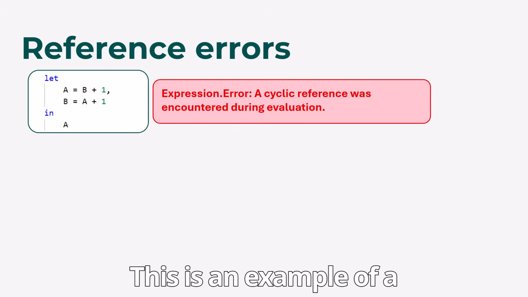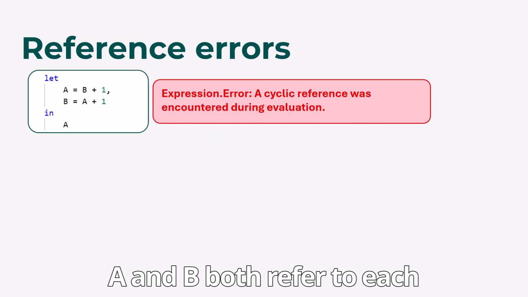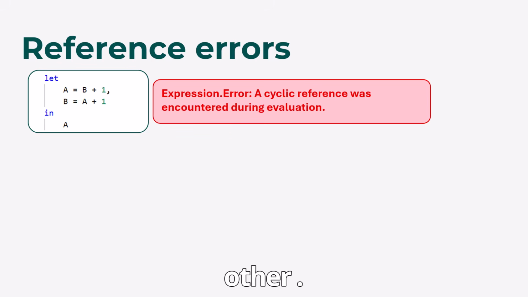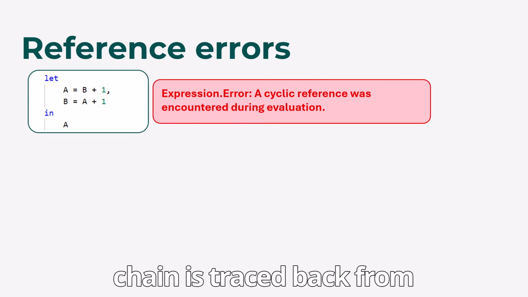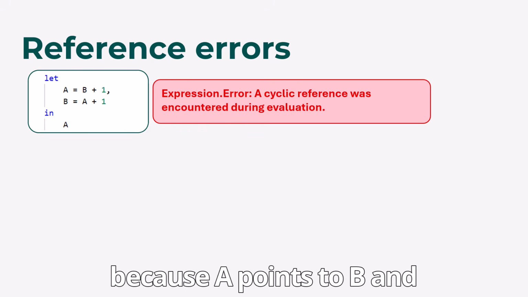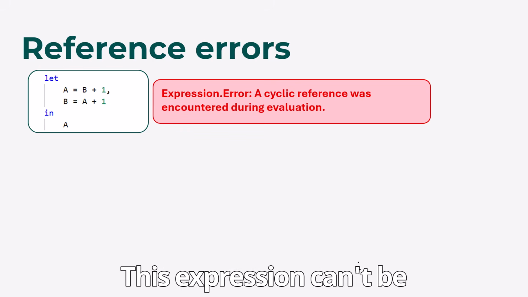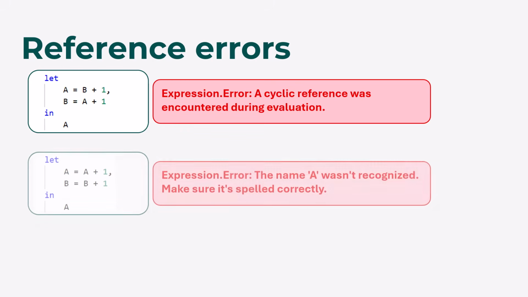This is an example of a cyclic reference, clearly stated in the error message. A and B both refer to each other. When the dependency chain is traced back from the in clause, there is no valid starting point, because A points to B and B points back to A. This expression can't be resolved.